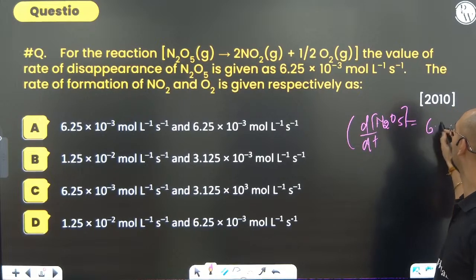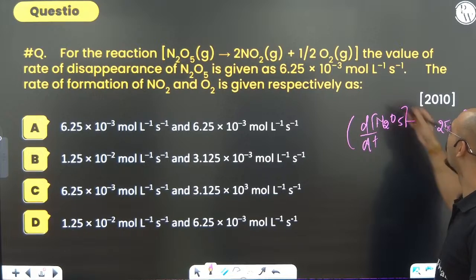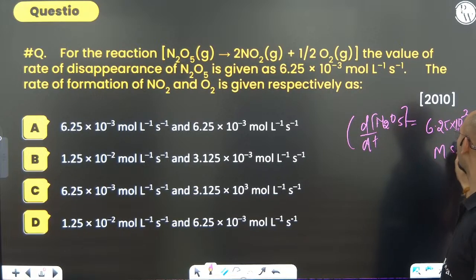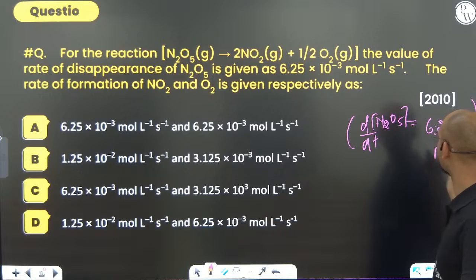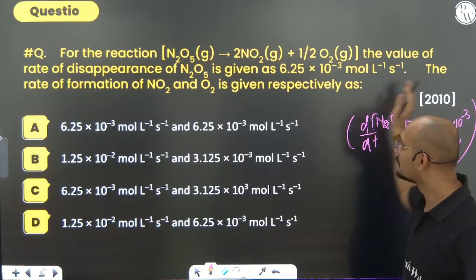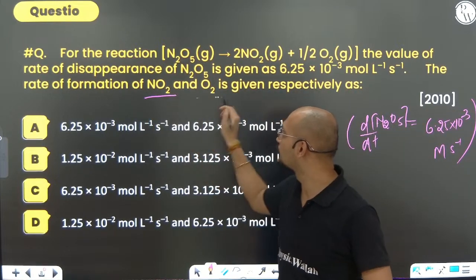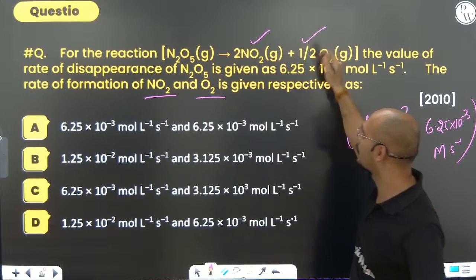Given 6.25 into 10 to the power minus 3 mole per liter, I can say molar per second. So this is what is given. What is it asking for? The rate of formation of NO2 and O2. Okay, so we are trying to find out both of them.